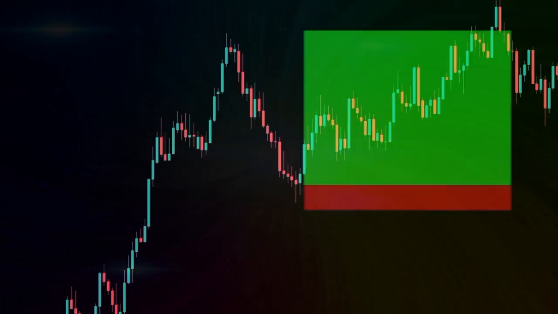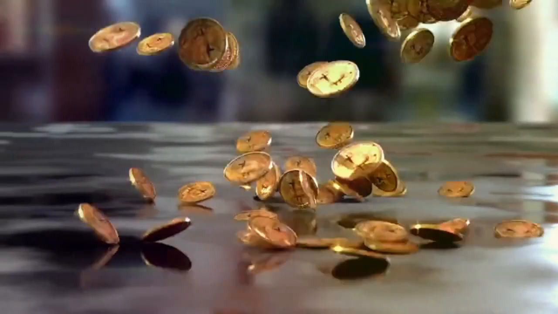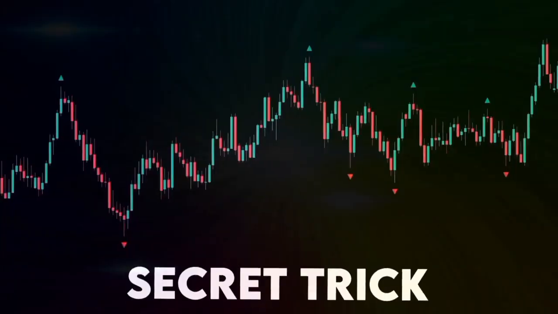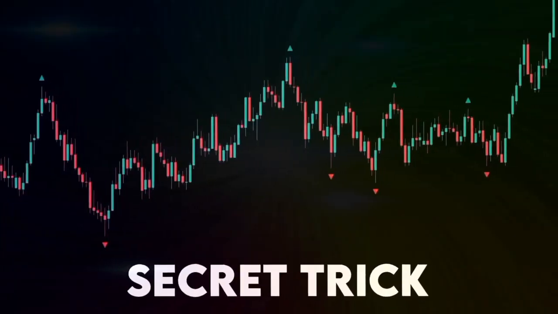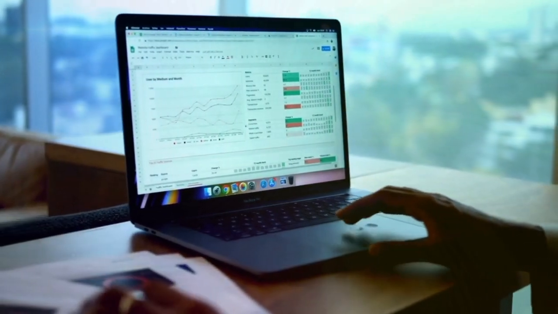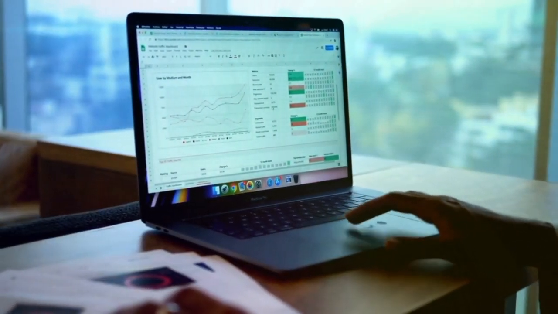Using this strategy will give you sniper entries with tight stop losses and huge take profit. Then for the cherry on top, I'll give you a secret hack that will completely change the way you trade with the Fibonacci forever. So basically, after this video, you'll be a Fibonacci pro. Let's get straight to it.